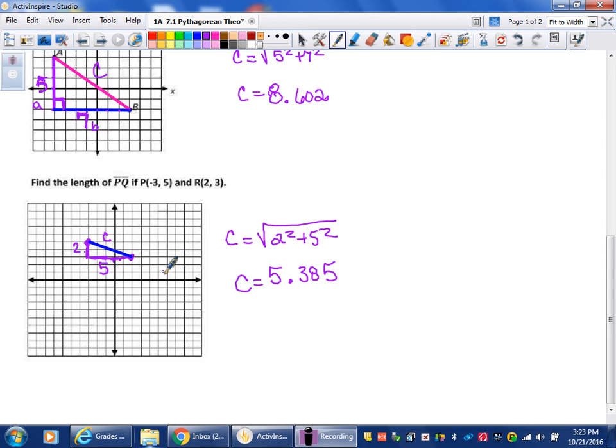So it's pretty cool. You don't have to use that long distance formula. You can just do Pythagorean theorem if you have a graph and are able to use the graph.